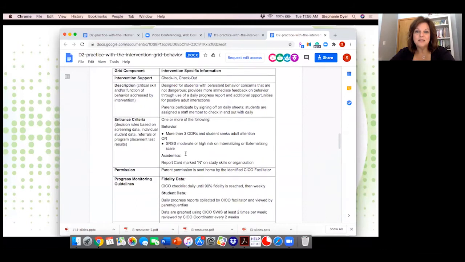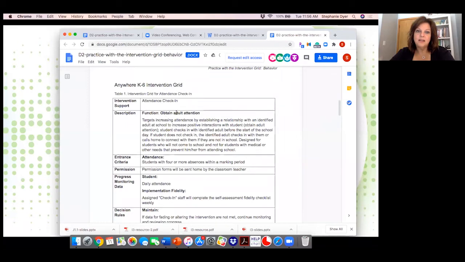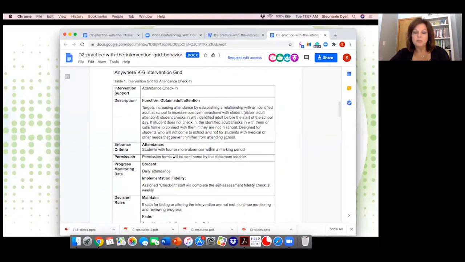So let's start by looking at the description for attendance check-in. We can see that it's intended for kids who want adult attention, which seems to fit her. But it targets increasing attendance by establishing relationships with identified adults to increase positive interactions. Students check in with that adult before the school day. If they don't check in, the adult is checking in with them or calling home. Designed for students who will not come to school and not for students with medical or other needs. So that does not sound like Lisa. There was nothing in her data that said anything about attendance. So that's probably not the best fit.